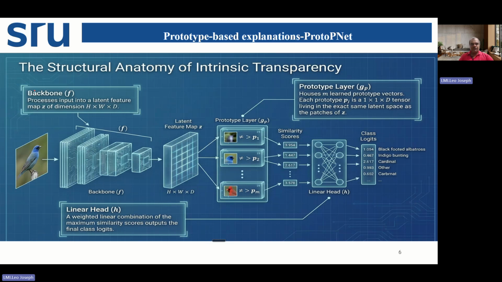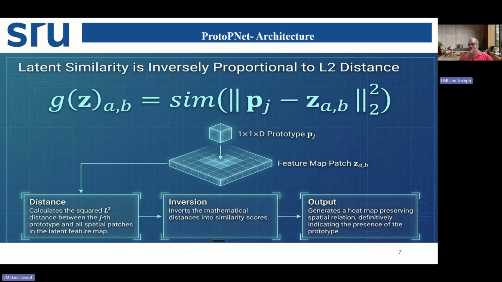So usually first we are going to process the input into a three-dimensional feature, that is height, width, and depth. That mapping is the HWD format. Okay, that I will tell you afterwards. So latent similarity is inversely proportional to the L2 distance. Okay, so we are going to find the similarity between two cases and how close they are. The smaller the distance, the higher the expected score.